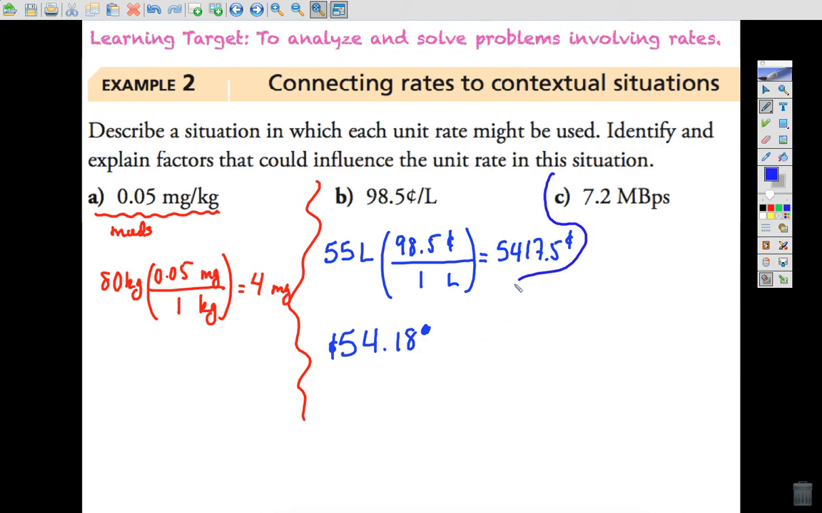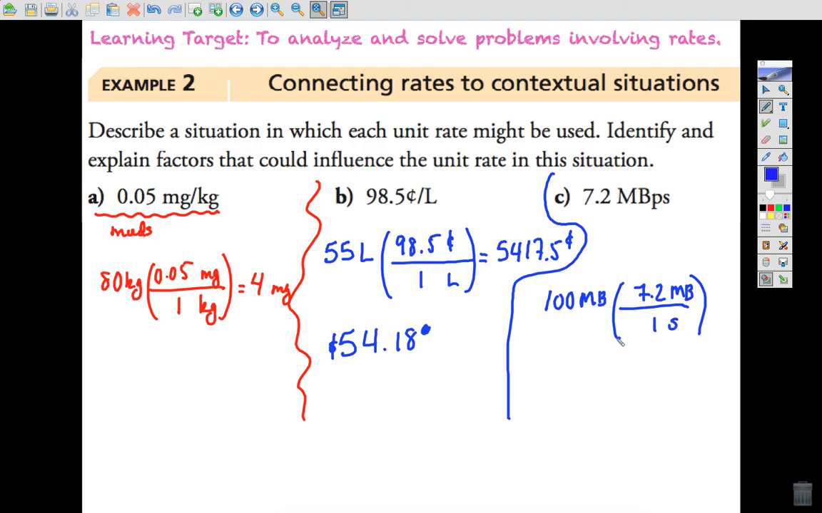The last one obviously relates directly to, say, a download speed. And I don't know if anyone's ever mentioned it to you guys, but this is actually megabytes per second. So if you were trying to download, say, a film that was 100 megabytes, you want to know how long is it going to take me? Well, your rate is 7.2 megabytes for every 1 second.